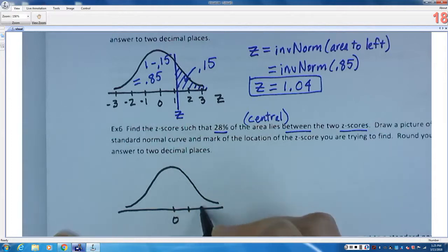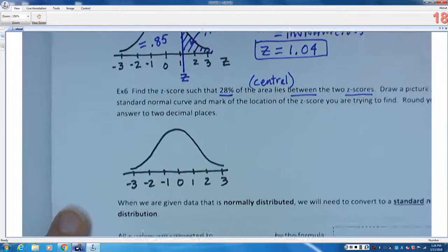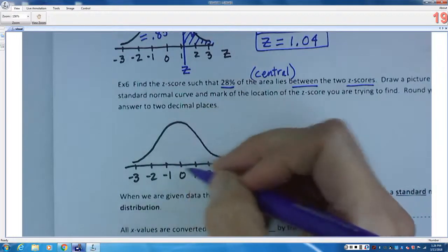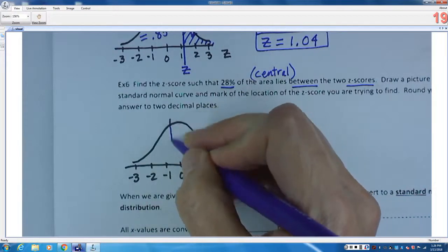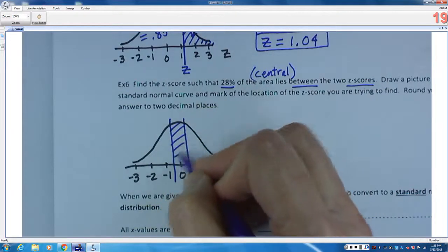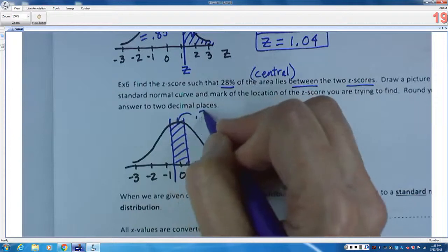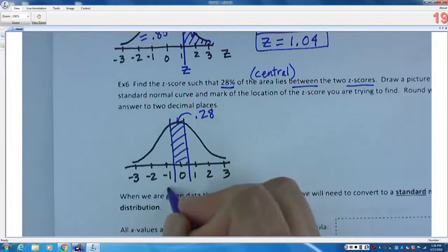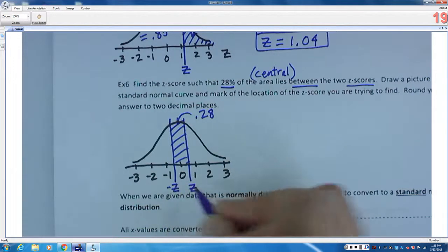Zero, 1, 2, 3. Now, we have 28% as a central area. We know that 68% is between -1 and 1. So 28% must be somewhere in here. It's just going to be narrower. This is going to be our 28%. So you want to find the two z-scores, minus z and positive z.